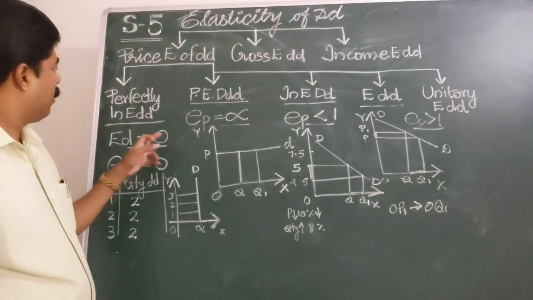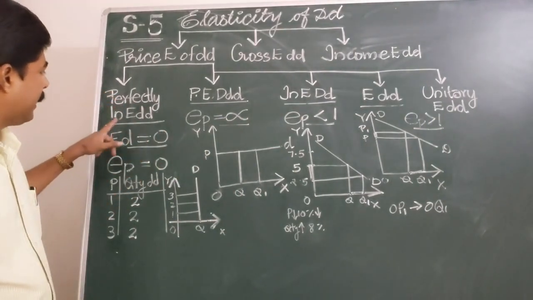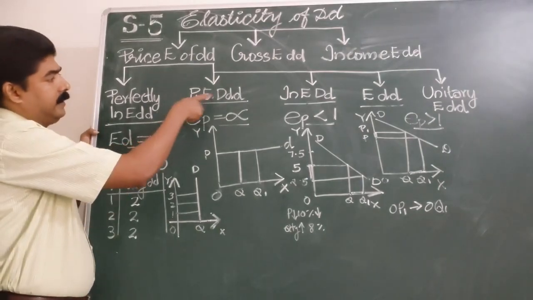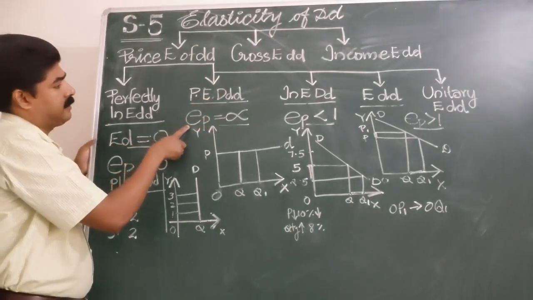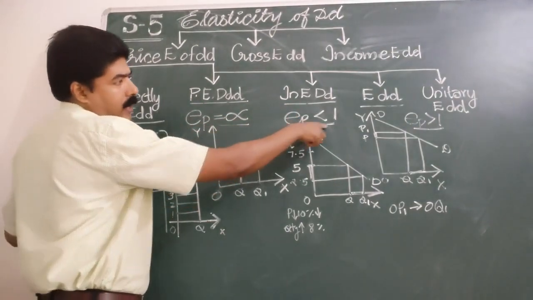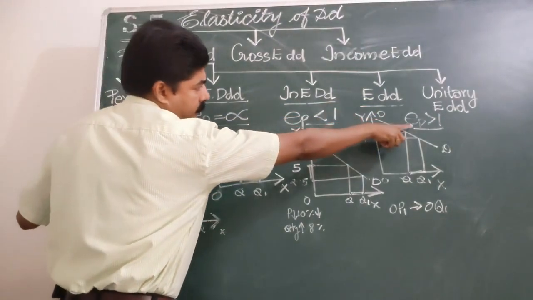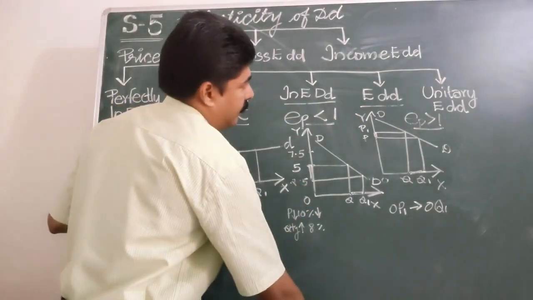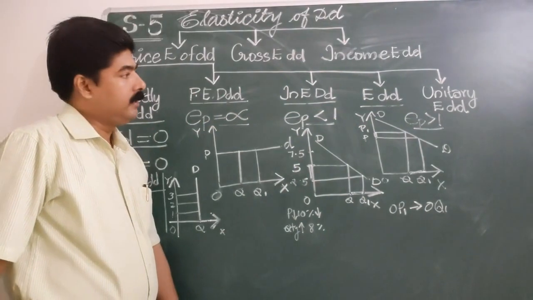So we have discussed that for perfectly inelastic demand, the value is 0. For perfectly elastic demand, price elasticity of demand is infinite. Inelastic demand is less than 1. Elastic demand is greater than 1. And the last one we will see is unitary elastic demand.